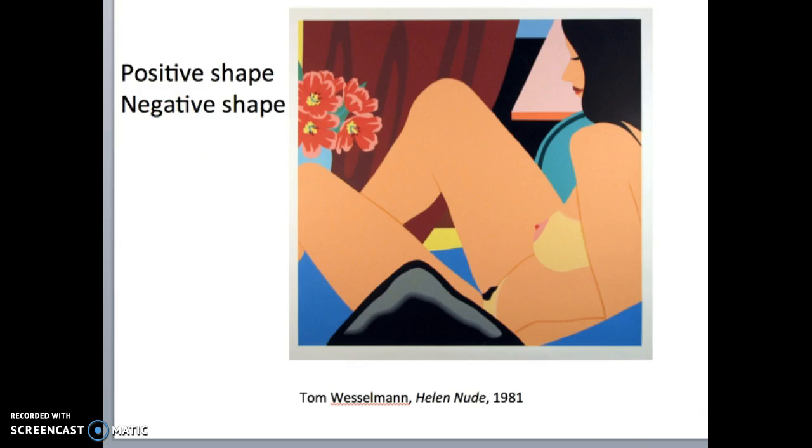Let's take a look at positive shapes and negative shapes. In two-dimensional works, positive shapes are enclosed objects in the work. These objects are defined by other elements, such as lines or colors. And the area around the positive shapes, or the background, the defining elements, are negative.